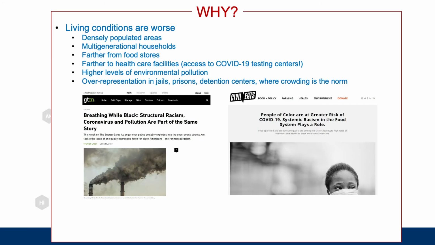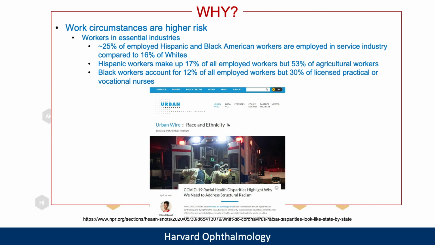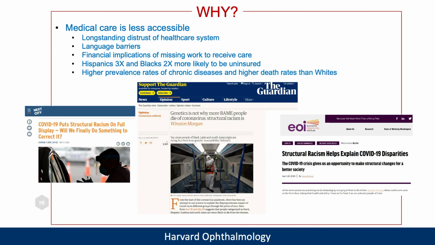So why is this happening? Well, the underlying legacy of structural racism has made our minority populations more susceptible. They live in worse living conditions, more densely populated, farther from food and healthcare, certainly farther from testing centers. There are higher levels of environmental pollution, and we know that they're overrepresented in jails, prisons, detention centers, where crowding is the norm. We also know that Black and brown people work more in essential industries, whether it's service industries, agriculture, or even nursing. And finally, there's longstanding distrust of the healthcare system.